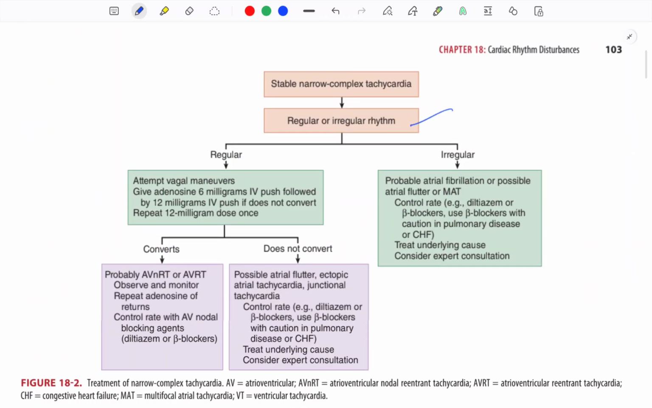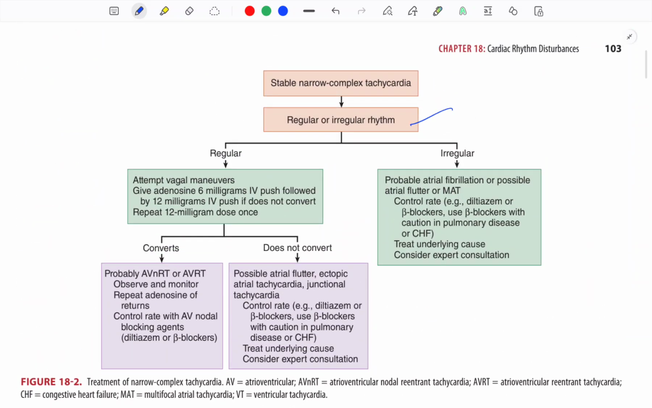What to do in a patient who has a stable narrow complex tachycardia? First, we need to know whether the patient has a regular or irregular rhythm. As we know, if it is a narrow complex plus irregular, it is either atrial fibrillation, atrial flutter with variable block, or multifocal atrial tachycardia. So if irregular is there, you are not going to perform a vagal maneuver. You need to control rate.